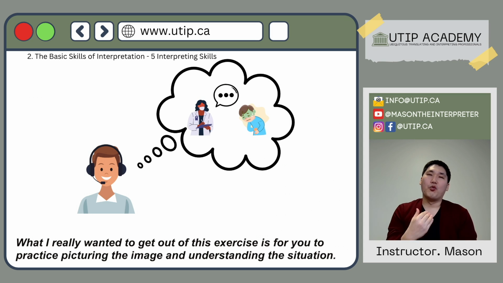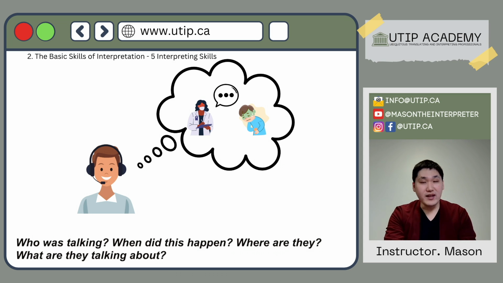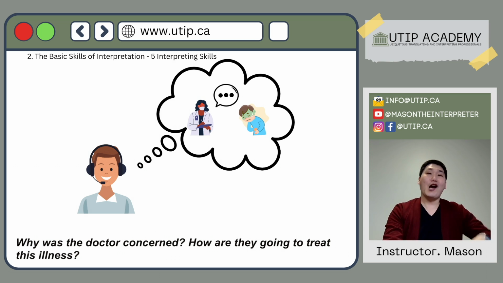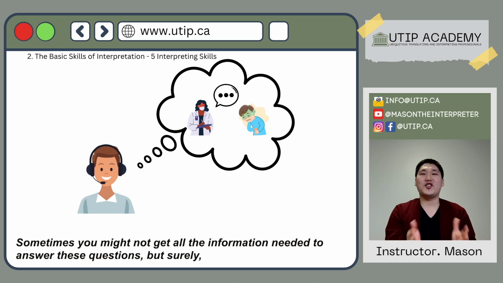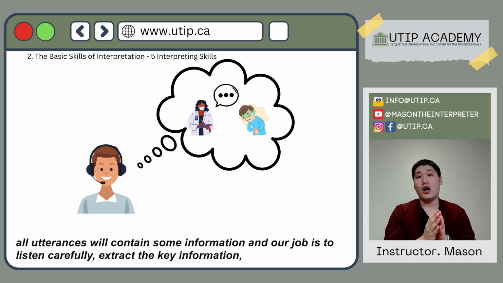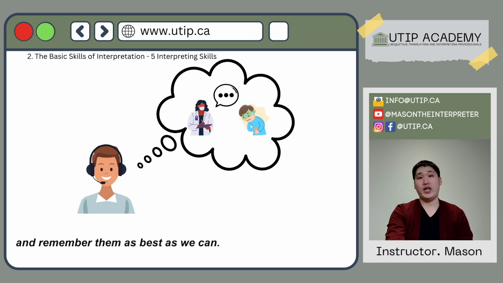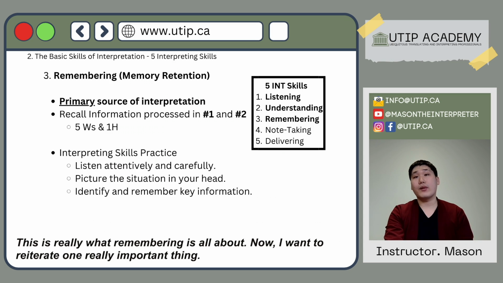What I really wanted to get out of this exercise is for you to practice picturing the image and understanding the situation. Who was talking? When did this happen? Where are they? What are they talking about? Why was the doctor concerned? How are they going to treat this illness? Sometimes you might not get all the information needed to answer these questions, but surely all utterances will contain some information. And our job is to listen carefully, extract the key information, and remember them as best as we can. This is really what remembering is all about.